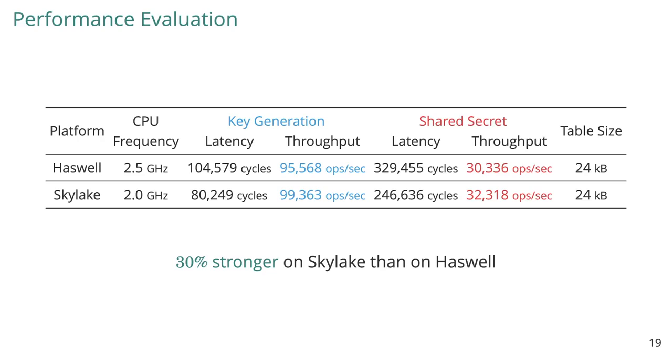The overall performance of our software is shown here. On Skylake, our software can compute around 100,000 key generations or 32,000 shared secrets per second on a CPU clocked at 2 GHz. Because the frequencies of the two CPUs are different, we compare the performance directly from the CPU cycles. The experimental results show the throughput capacity of our software is around 30% stronger on Skylake than on the Haswell platform.